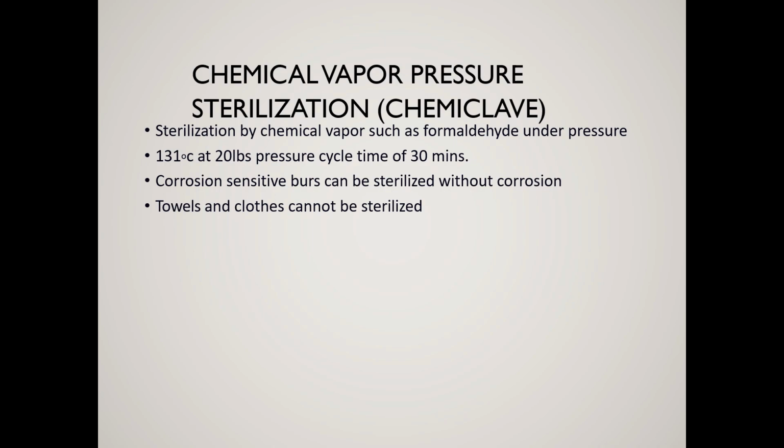If we talk about chemical vapor sterilization, chemical vapor pressure sterilization is also known as chemiclave. Sterilization by chemical vapor such as formaldehyde under pressure is called chemical vapor pressure sterilization. The temperature for it is 131 degrees centigrade at 20 lbs pressure, with a cycle time of 30 minutes. Corrosion sensitive burs can be sterilized without corrosion by this method. Towels and clothes cannot be sterilized in chemical vapor sterilization.